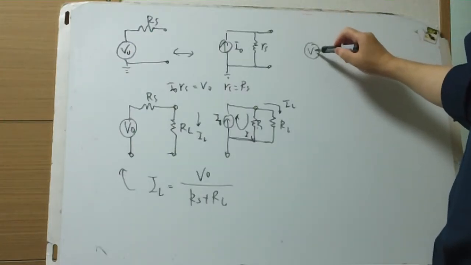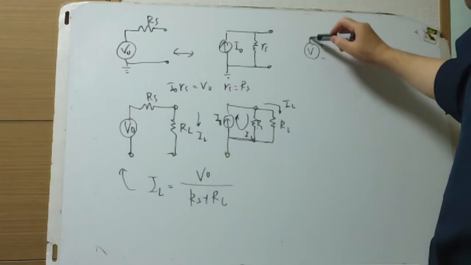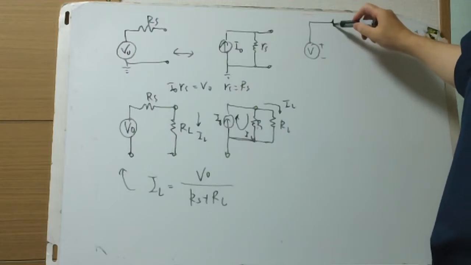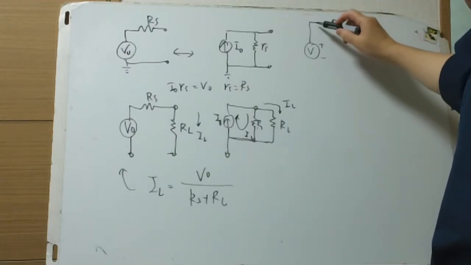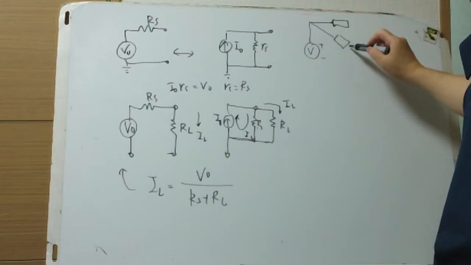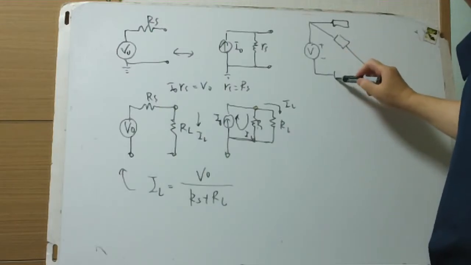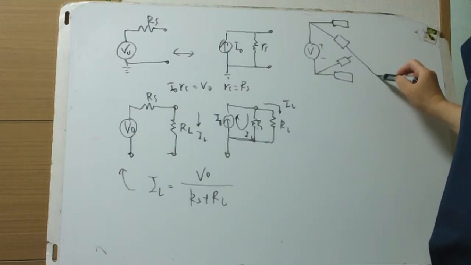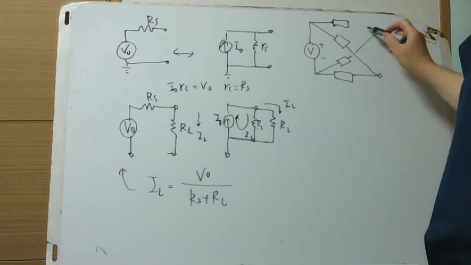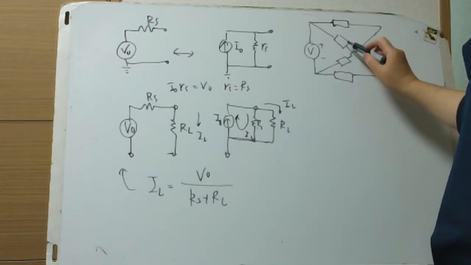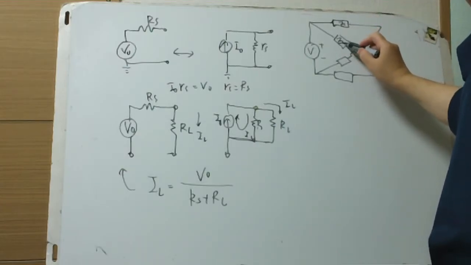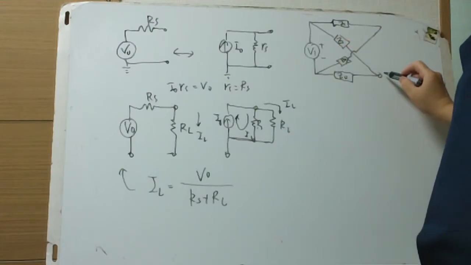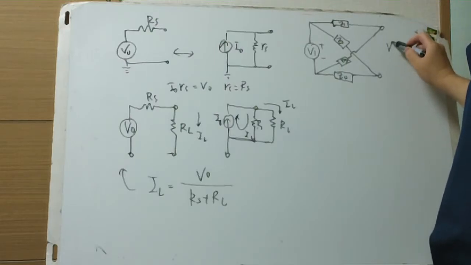calculate a circuit like this, and maybe this and this, and this, Z1, Z2, Z sub 3, Z sub 4, V1, and this is V out.